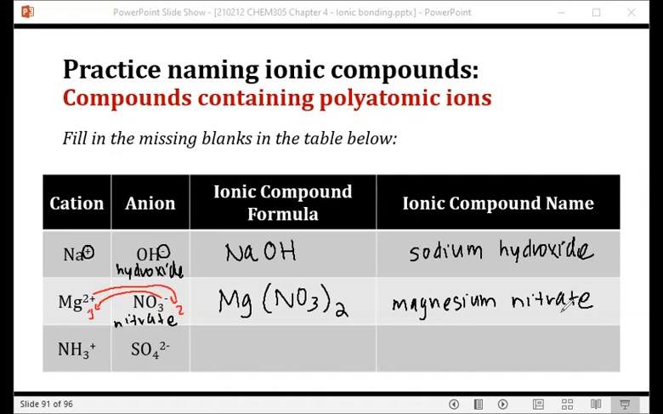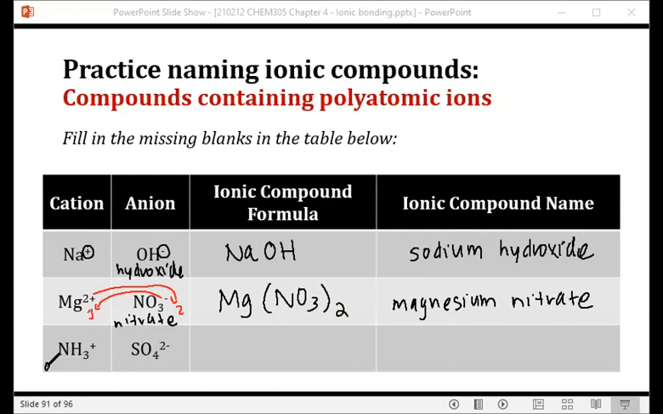And that's it. You don't have to change the name of the polyatomic ion at all. We know that nitrate always has a charge of 1 minus. Therefore, in order for this compound to be charge neutral, there must be 2 nitrates with every 1 magnesium to give us a formula of Mg(NO3)2.